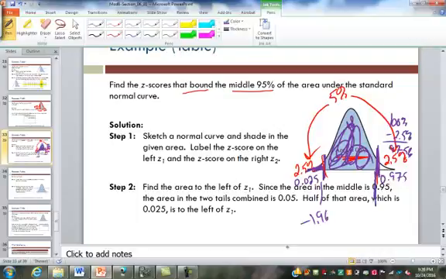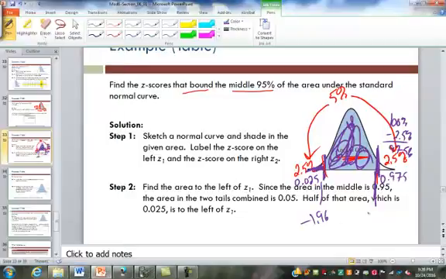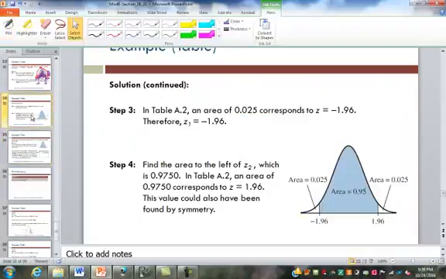If I do this one, second distribution, inverse normal, and I put in the 0.975, I get positive 1.96. It makes sense. Since we're taking this out of the middle, the z-scores should be the same. It should be symmetrical, one negative, one positive on each side. And that's exactly what they found in their example here.